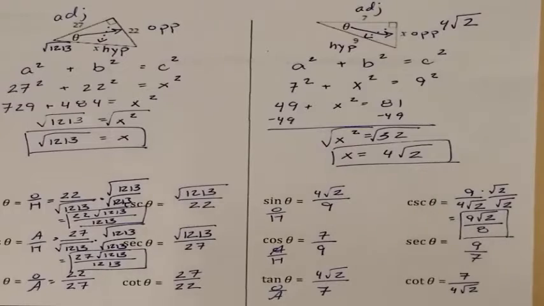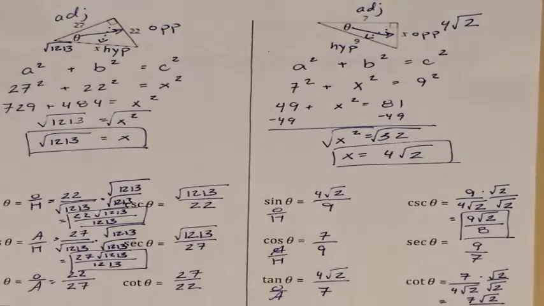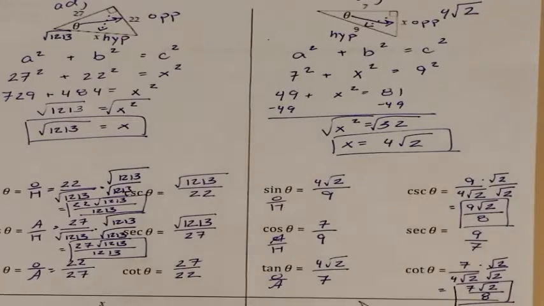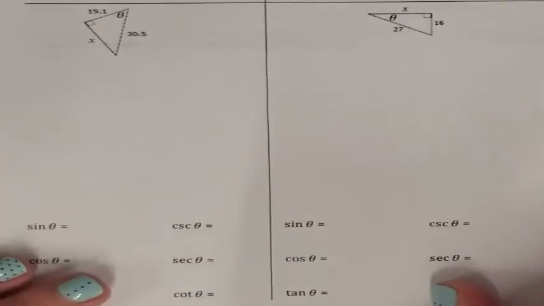And the reciprocal needs to be rationalized, so I need to multiply both the numerator and the denominator by square root of 2. So this is 7 square root of 2 all over, square root of 2 times square root of 2 is 2. That 2 times that 4 gives me an 8. So my answer is 7 root 2 all over 8. Let's go ahead and look at your last three.